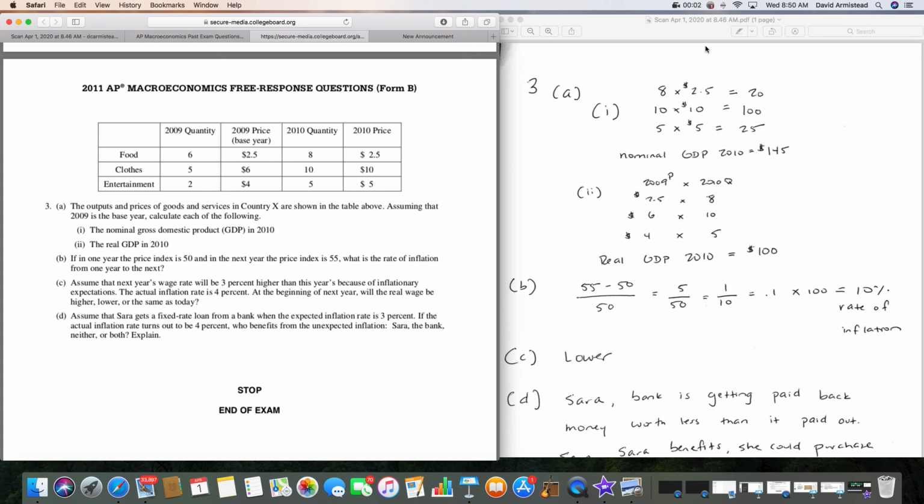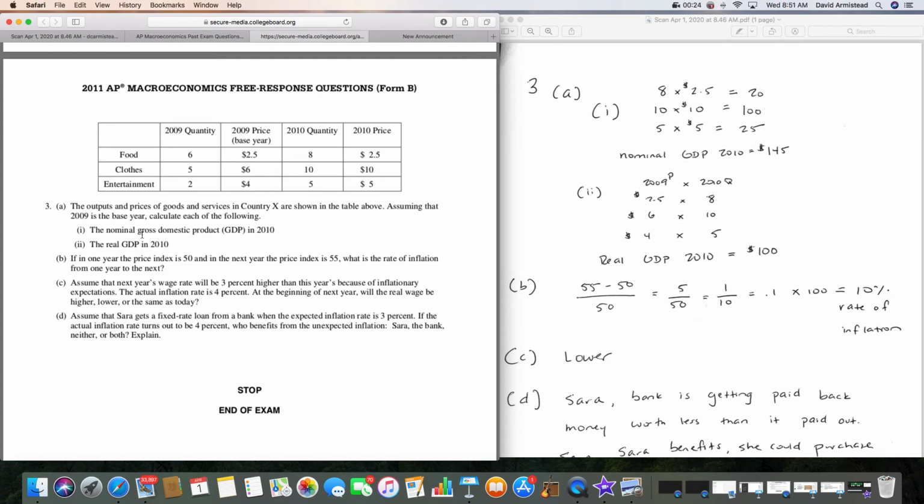All right, guys, this is the 2011 B FRQ. This is number 3. It's got some nominal GDP on there, real GDP, some inflation rate, stuff we all need practice with. All right, so they give you this chart here. It's got 2009 quantity, 2009 price, 2010 quantity, 2010 price.